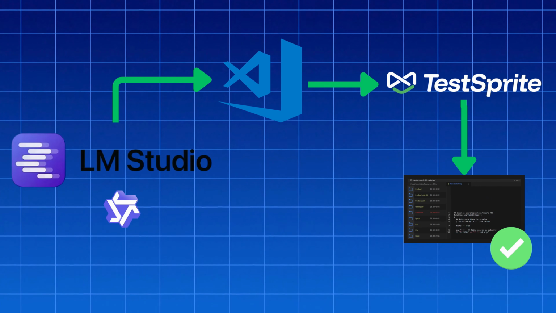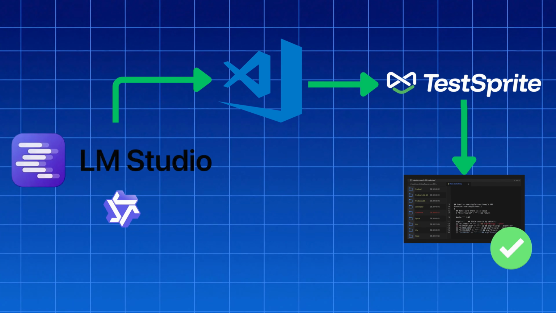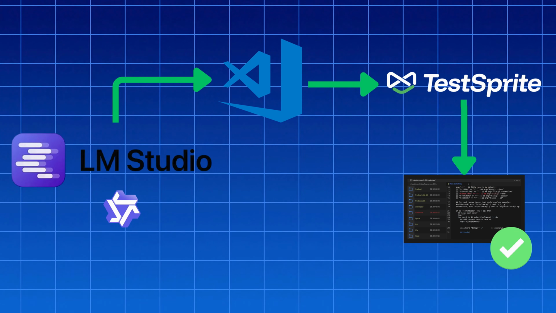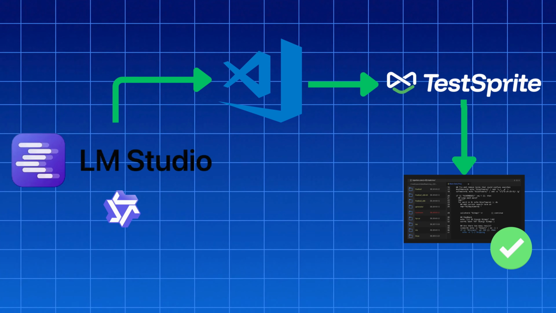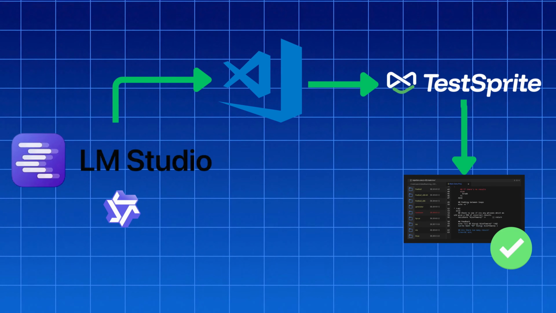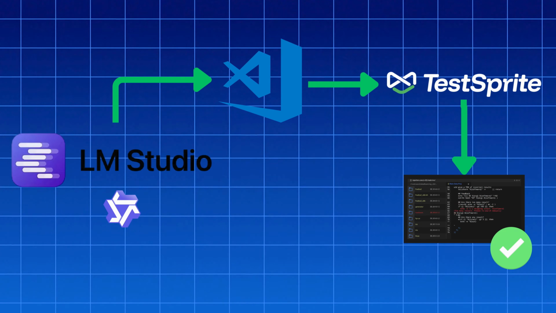We are going to have a local large language model hosted in the LM Studio, and this is going to be connected with our Visual Studio Code. And within the Visual Studio Code, we are going to be configuring the TestSprite MCP server, and we are going to be running the test on the TestSprite MCP server. That is what is going to be the workflow.